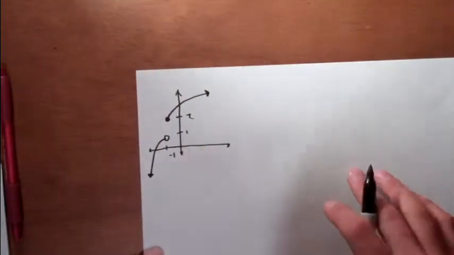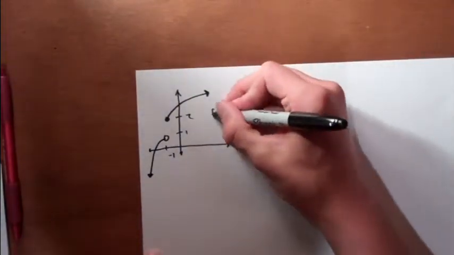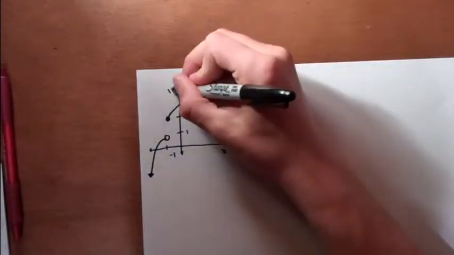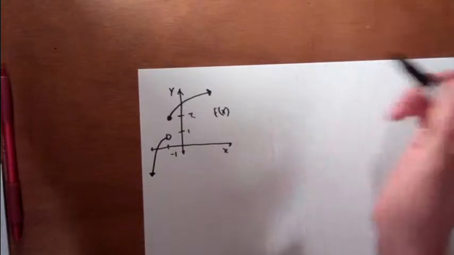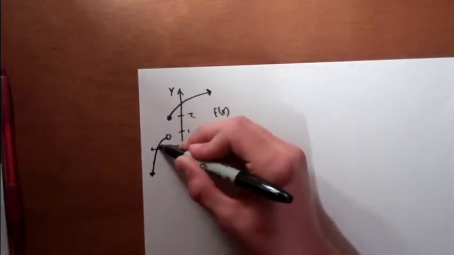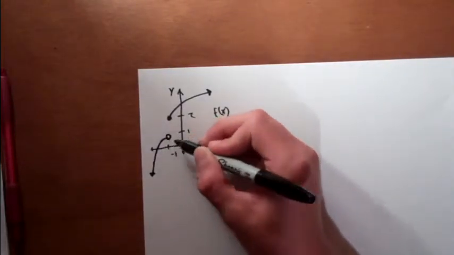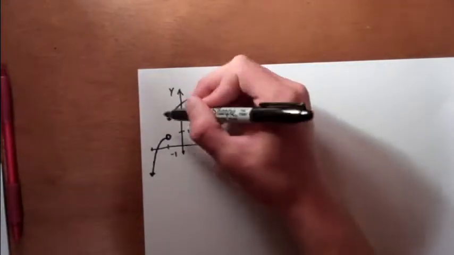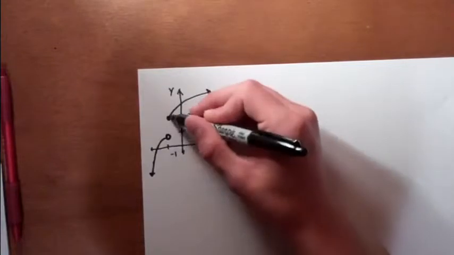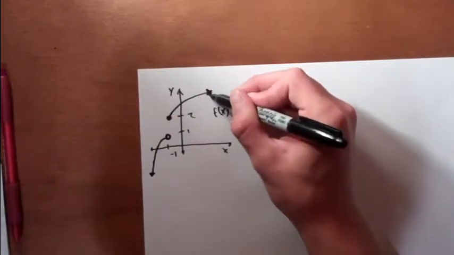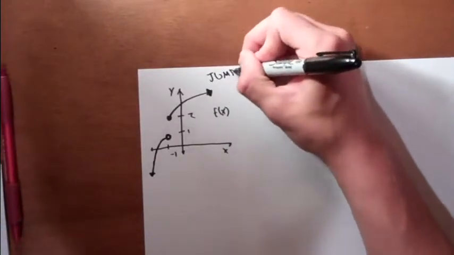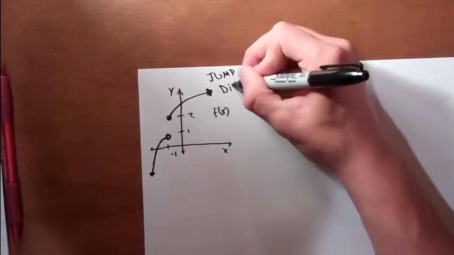Alright, so this is my function f of x. I don't have a name for this one, but this is our x-axis, this is our y-axis. I have some function f of x, and it comes up over here and doesn't quite get to 1. It's undefined here, but then up here it continues. So it's still not continuous. This is called a jump discontinuity.